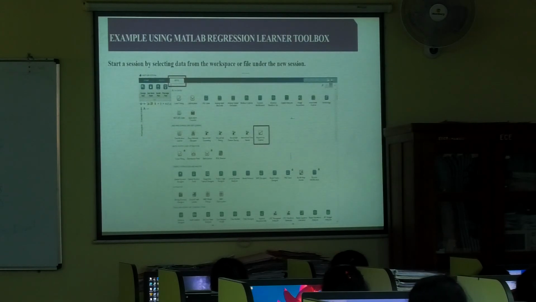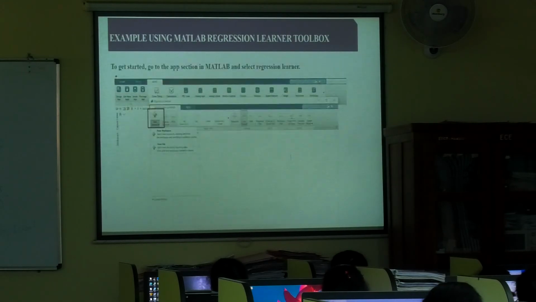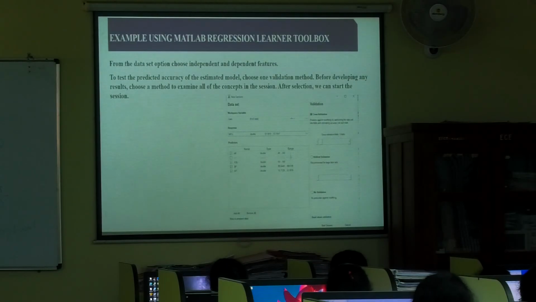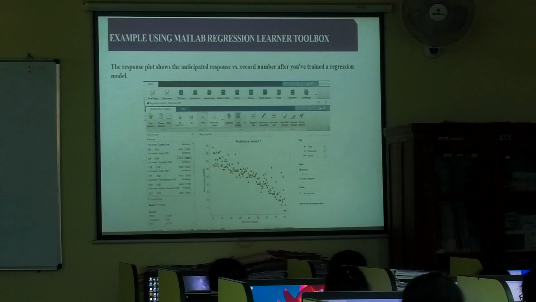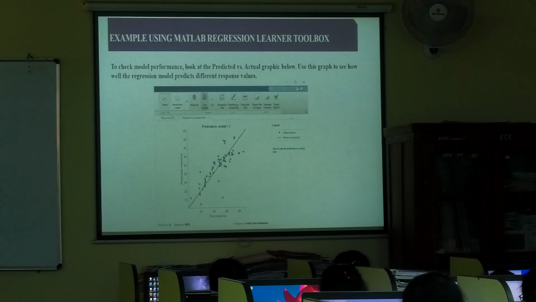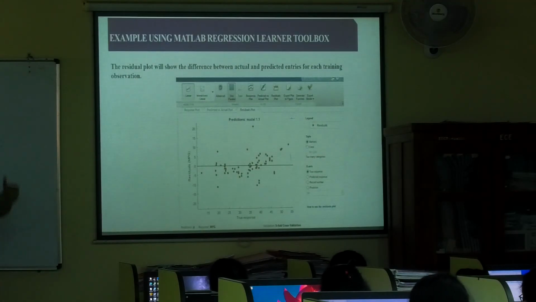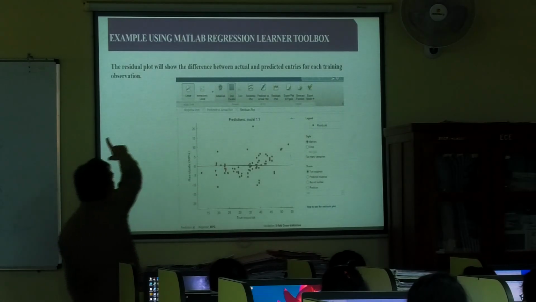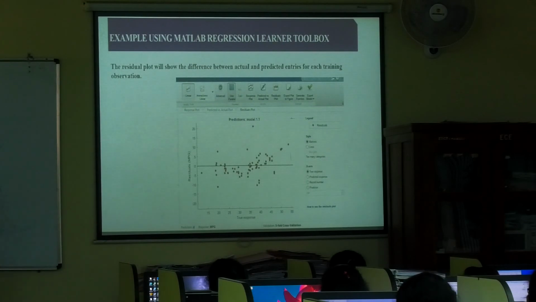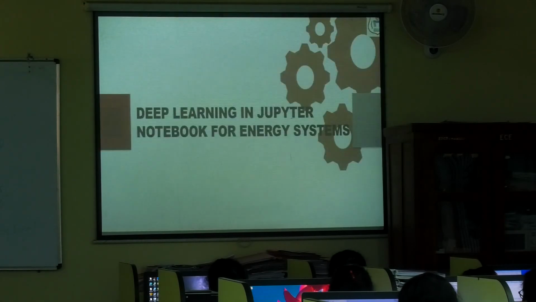This is selecting the data from the workspace, then starting with MATLAB. Then from the data set choose the independent and dependent features. Then examine the regression models that are available. Then we show the plot, and check the plot with respect to model performance. Then we see the residual plot, the difference between actual and predicted entries during training observation. So whether we predicted correctly or not will be seen by this.